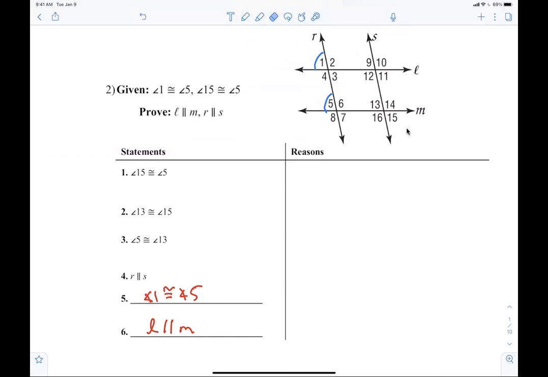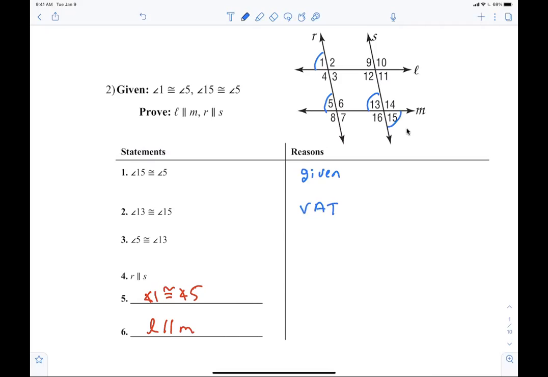Well, we started this one. Angle 15 is congruent to angle 5. That is what? Given. And then let me mark that. Angle 15 is congruent to angle 5. And then 13 is congruent to 15 because what?